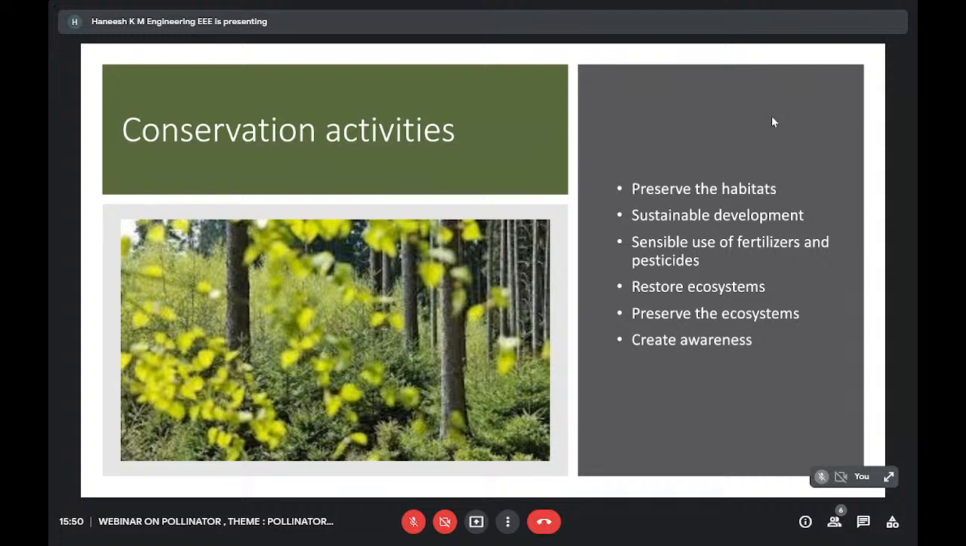And the restoration of ecosystems. Over the last 50 to 60 years, human activity on the earth has created a lot of changes on the face of the earth. We have increased the carbon dioxide concentration in the environment, and we have increased temperature. The global temperature is increasing, so global warming is a fact. So you need to restore this ecosystem. You need to preserve this ecosystem.